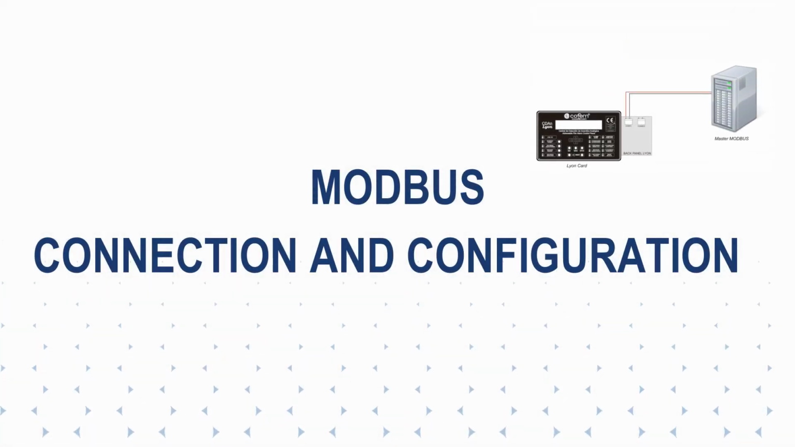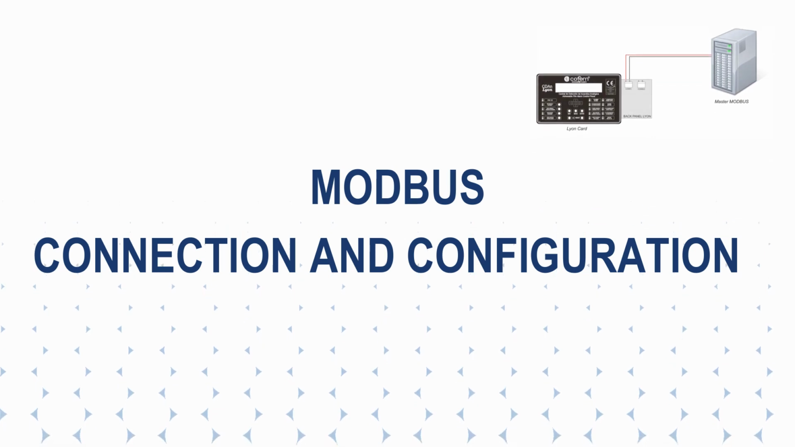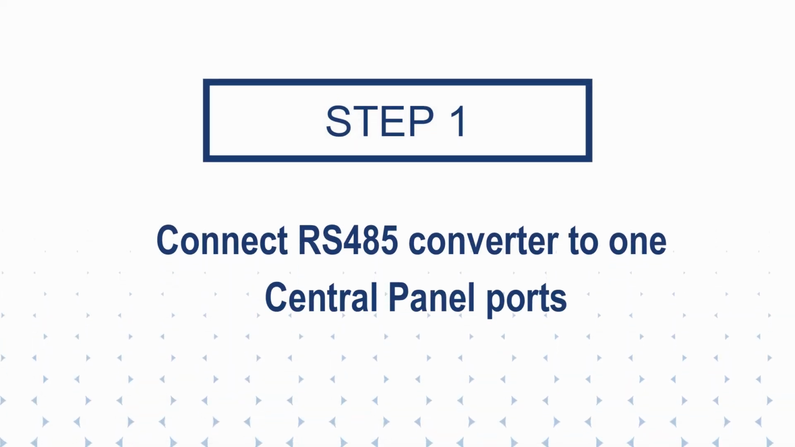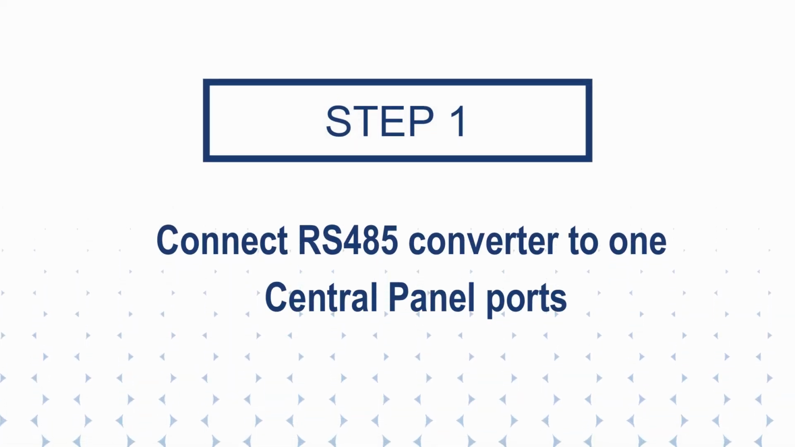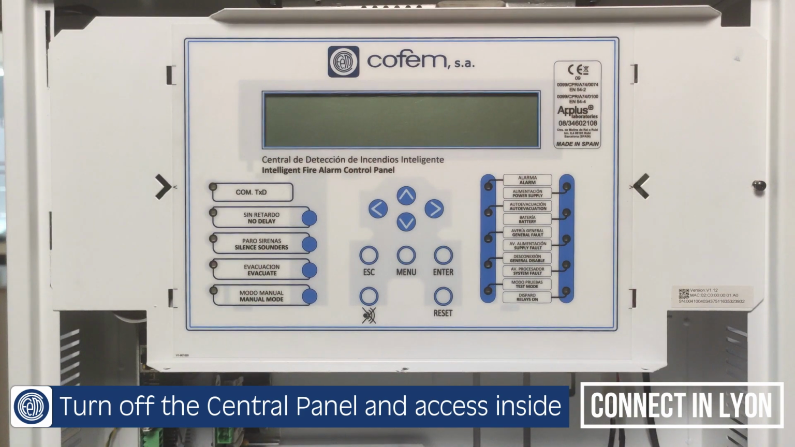Control panels that have Modbus protocol can communicate remotely. In this video, we explain how to connect and activate it. We will start by connecting the RS485 converter to one of the ports of the control panel. In the example, we will use the COM-PC or COM1.